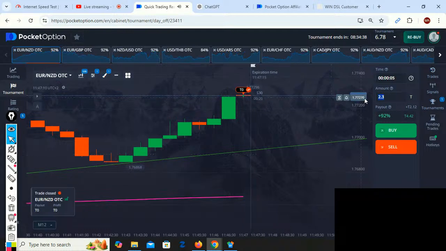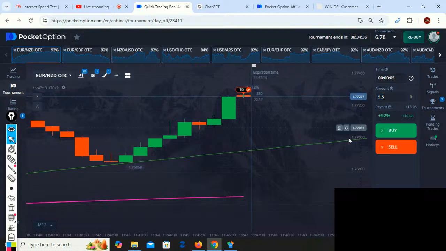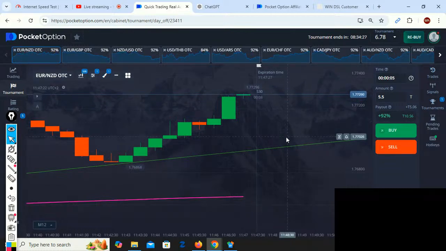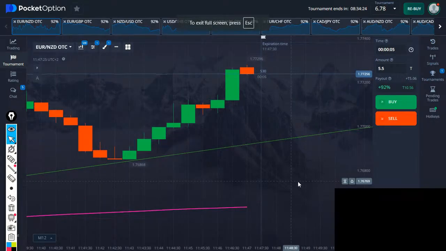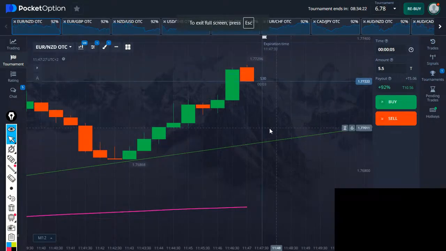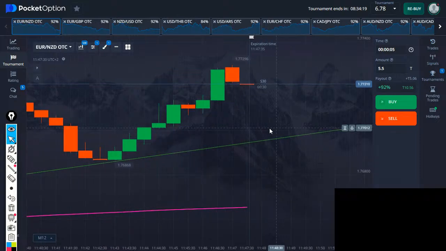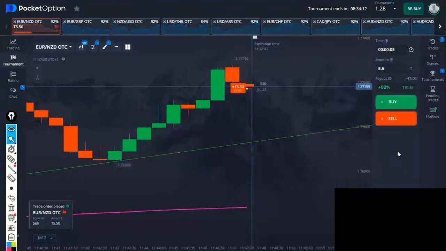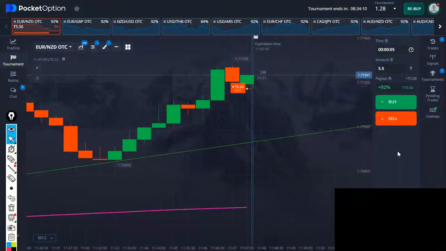Also have a loss. So this is our last chance. 5.5. Let's wait for the next candle. This is the beauty of live testing. I have to show you my losses, my mistakes, and my winnings. So let's see. We have red, red, go for a sell, and that's a loss.